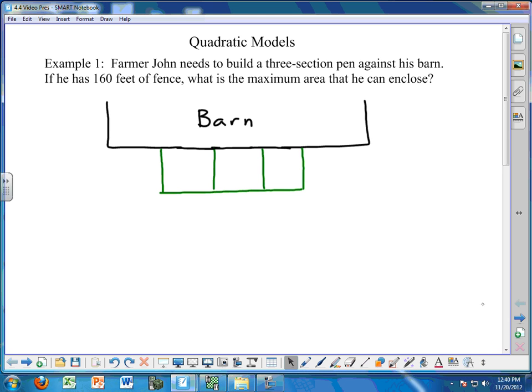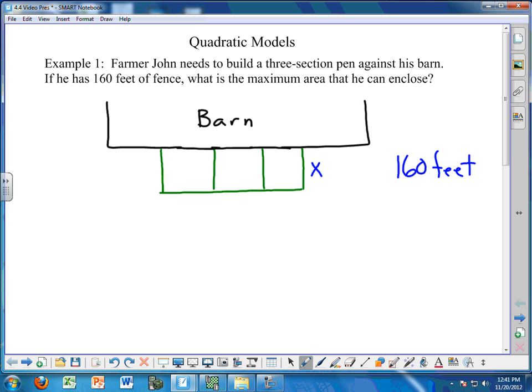Welcome back to the Algebra 2 series, where today we're looking at a quadratic model, in particular a rectangle with 3 sections, and we're trying to maximize the area given a fixed perimeter. In this case, we have 160 feet of fencing, and we're trying to maximize the area given that the barn is being used as one of the sides.